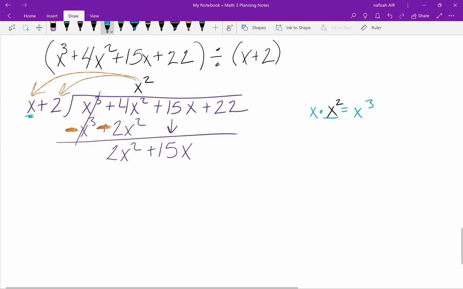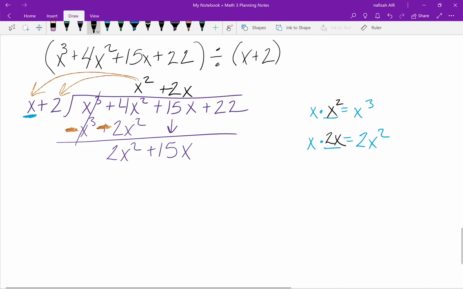So I'm going to ask myself, x times what will get me 2x squared? The answer is 2x. So I'll say, okay, it's 2x. I put it over the x term because I like to line up my x squares. I like to line up my x's. I like to line up my constants. So it's a positive 2x.